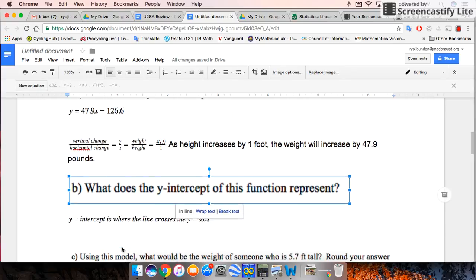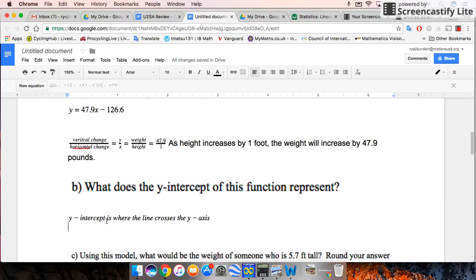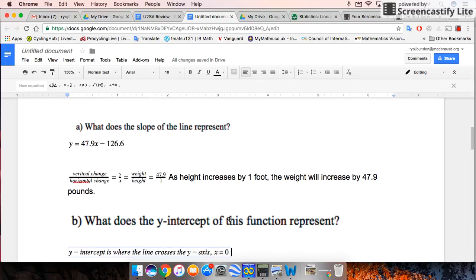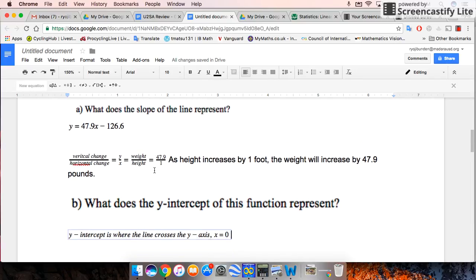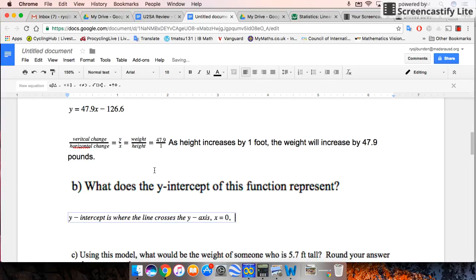So remember that the y-intercept is where the line crosses the y-axis. So what this means is, at this point, x is equal to 0, right? So anytime they're asking for you to describe what the y-intercept is, remember that x is equal to 0, and in this case, the y-intercept is negative 126.6. So x is equal to 0, y is equal to negative 126.6. So now we have the numerical value. So what does this mean?